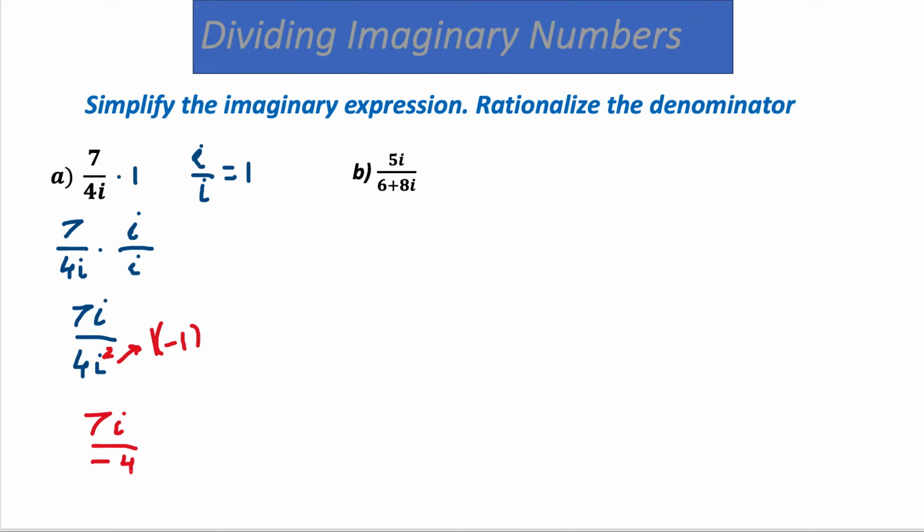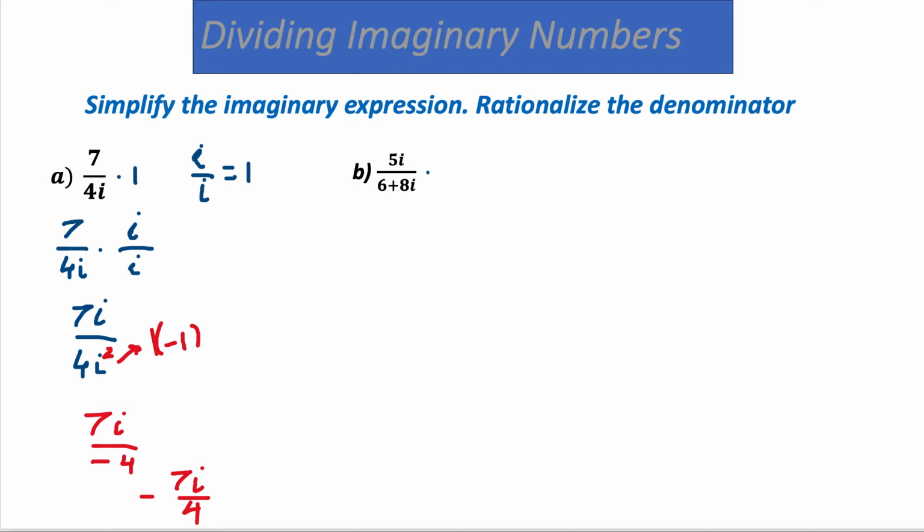Or to write it in a better form, we can write this as negative 7i over 4. And so this is the final answer on A. So now we are going to B.